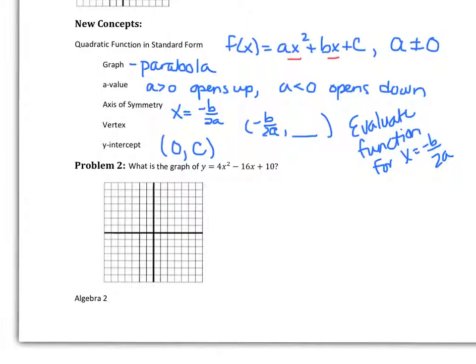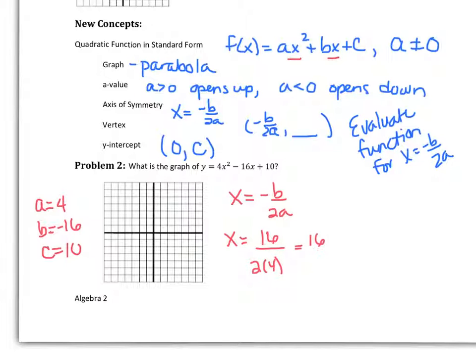So let's look at problem 2. It's asking us to graph this. So here we go. We're going to do x equals negative b over 2a. Once it's in standard form, I go straight to that. My a is 4. My b is negative 16. And my c is 10. So if I substitute, the opposite of b will be 16 over 2 times 4. So I get 16 over 8, which is 2. So my axis of symmetry is x equals 2. If I fold it along that line, it'll all match up.